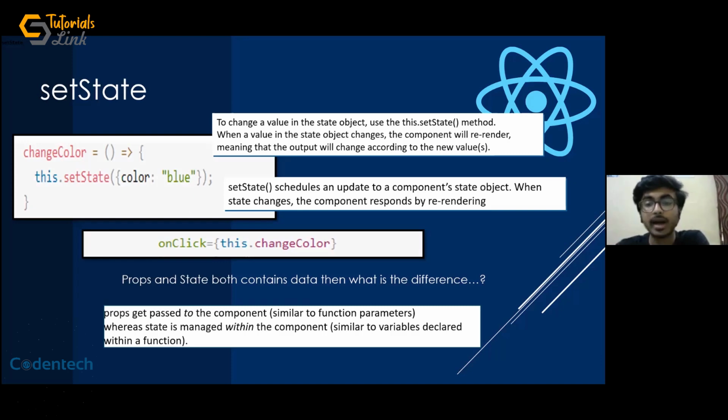setState schedules an update to a component state object. When state changes, the component responds by re-rendering. Now, if I explain what state change is in a very normal and easy way, let's say something is already there. Now you will fire the state change. Whatever is saved in that particular box will get changed, and the moment it gets changed, everything on the React virtual DOM will get re-rendered and everything will change.